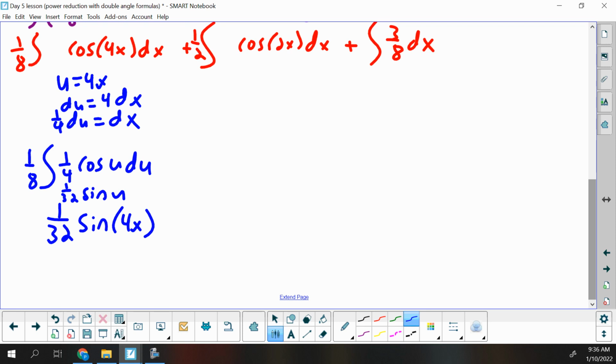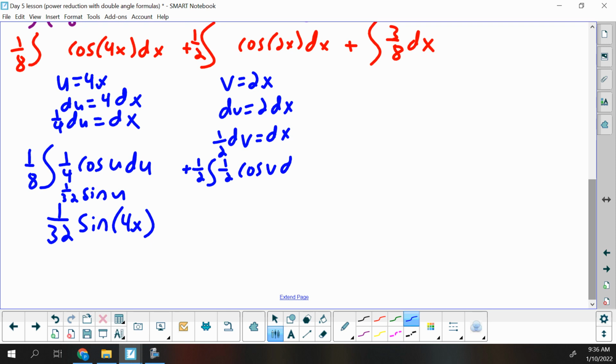Well, now going back up here, I'm maybe going to use a v now. So v would be 2x, so dv would be 2 dx. So we have to correct by a half. So this would mean we now have plus a half integral of a half cos v dv. And antiderivative of cos will be sine again. So we're eventually going to have plus 1/4 sine 2x. And then antiderivative of 3/8 will just give us 3/8 x. And don't forget your plus c on the end.